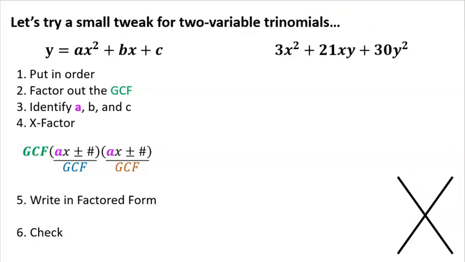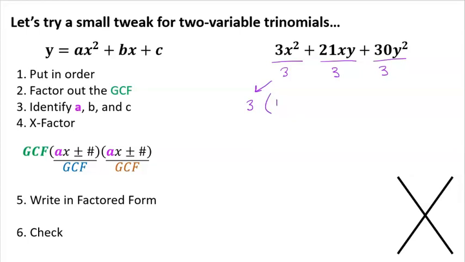So now let's try a small tweak for 2 variable trinomials. So still getting a little scary. They're getting more and more complex. So the first thing we want to do is look for that GCF. I have 3, 21, and 30. I know that 3 can go into all of these. And then I see x's in 2 of them and then y's in 2 of them, but they can't go into my GCF because they're not in all 3. So I'm going to go ahead and take that 3 out of there.